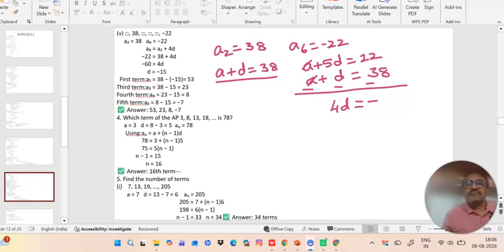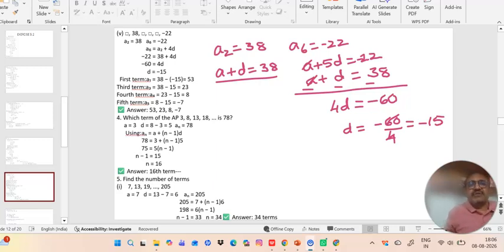Sorry, a6 is minus 22, I forgot. Minus 22 minus 38, total minus 60. Now d is equal to minus 60 by 4. So 4 15s are 60. So d is equal to minus 15.